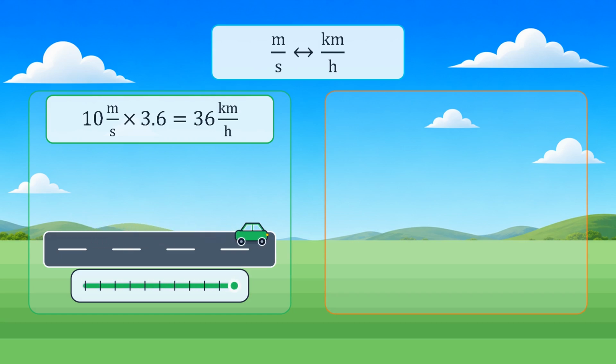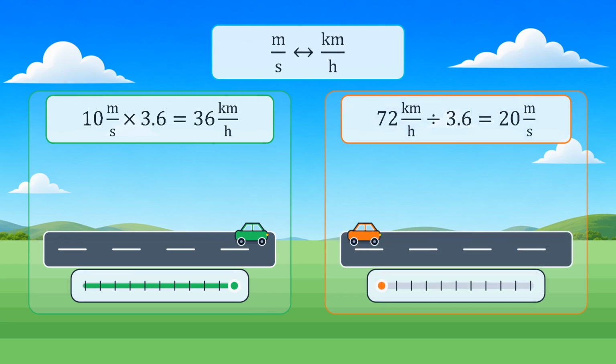For example, 10 meters per second equals 10 times 3.6, which is 36 kilometers per hour. Physically, if an object travels 10 meters during every second and maintains that speed, it travels 36 kilometers in 1 hour. In the reverse direction, when converting directly from kilometers per hour to meters per second, we divide by 3.6. For example, 72 kilometers per hour divided by 3.6 equals 20 meters per second. Physically, a car traveling at 72 kilometers per hour covers 20 meters during every second.